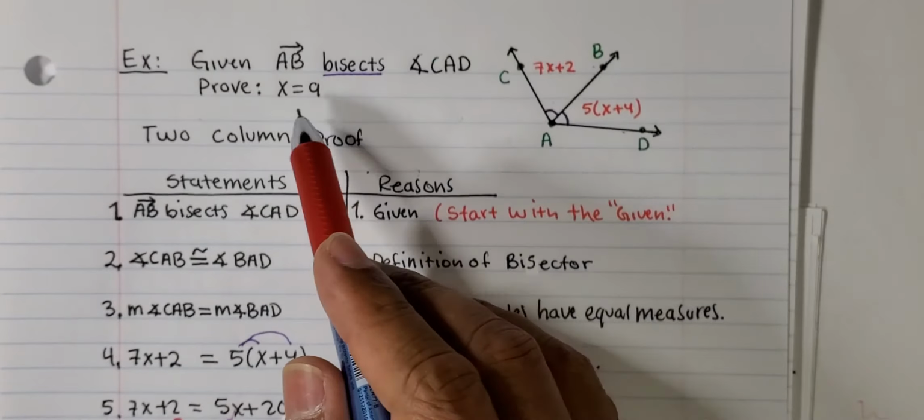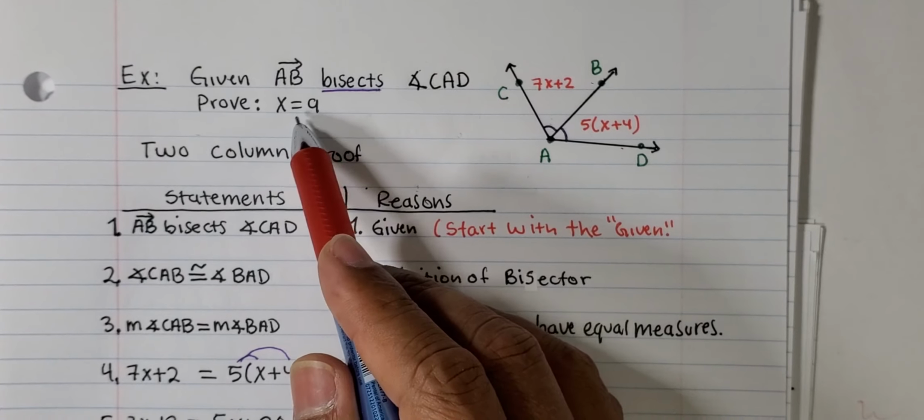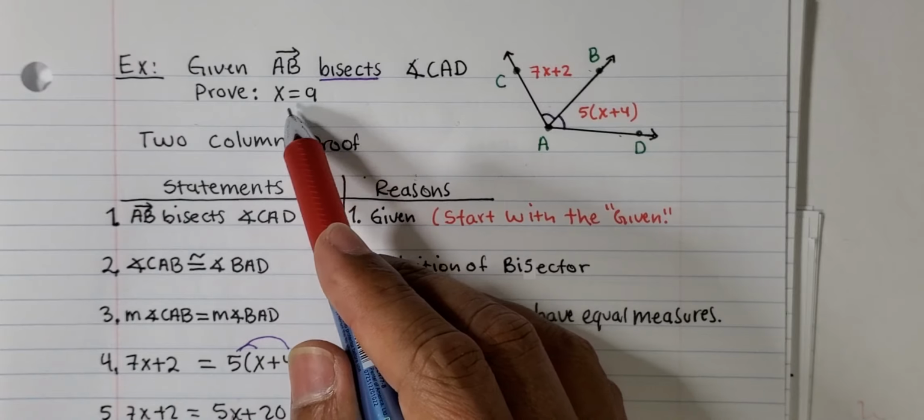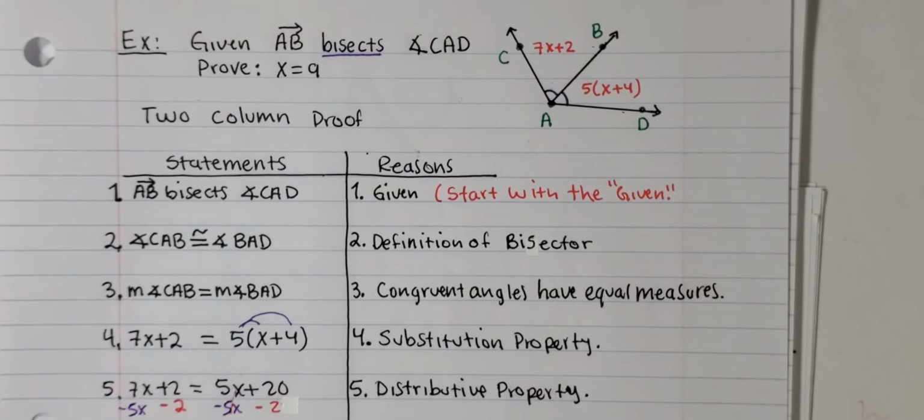Okay, so this is how two-column proofs work. They give you what you need to prove. You just have to use the properties of equality and congruence to help you do the proof.